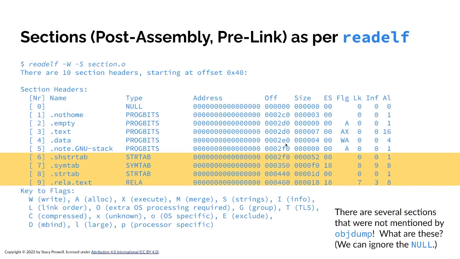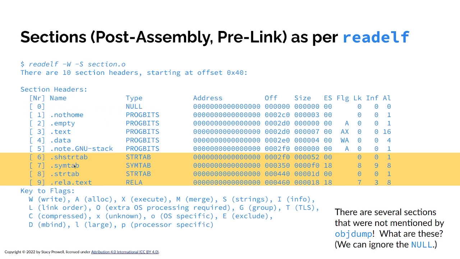Once we've assembled, post-assembly, pre-link, looking at this with readelf shows us the same thing we saw before, these top 5. It additionally shows us this weird null at the top. That's just an artifact. Nothing important about that. You might see why that occurs if you watch the little video on the tables.